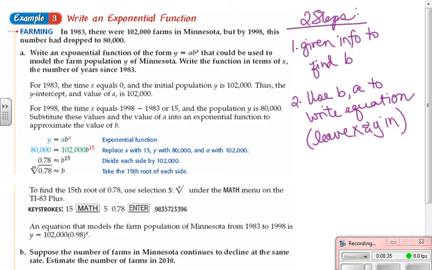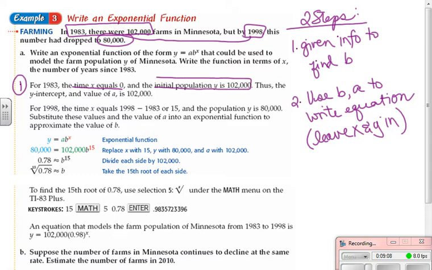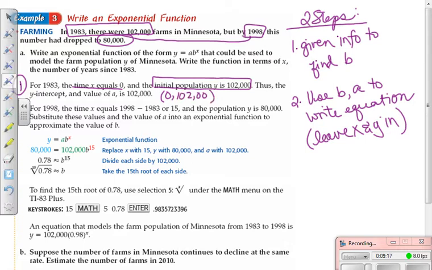In 1983, there were 102,000 farms. So there's one data point. But by 1989, there were 80,000. There's our second data point. Now we aren't going to put years into our equation because that would be too cumbersome. But we do need to figure out the initial value. 1983 is our starting point, so our time is 0. That means the initial population is 102,000. So this really is giving us this point. It is our initial value.